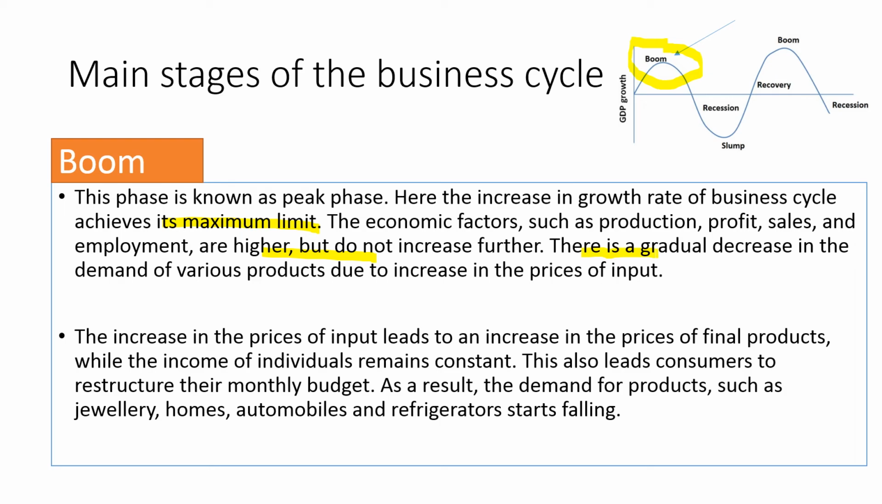There's a gradual increase in the demand of various products due to the increase in the prices of output. So the increase in the prices of input leads to an increase in the prices of final products. While the income of individuals remains constant, this also leads consumers to restructure their monthly budget. As a result, the demand for products such as jewelry, homes, automobiles, and refrigerators starts to fall.